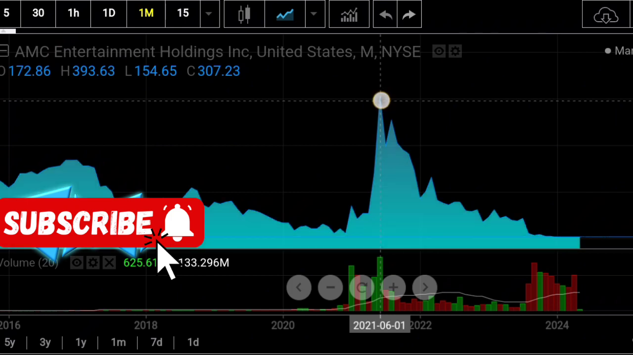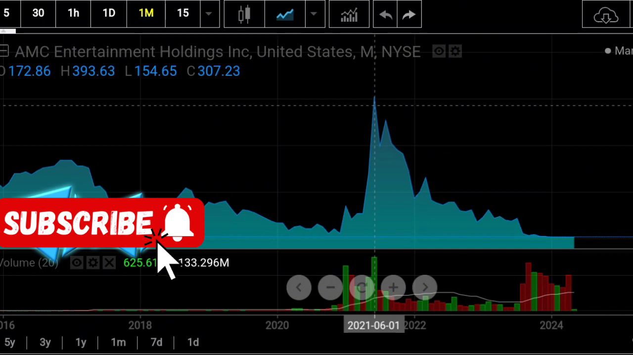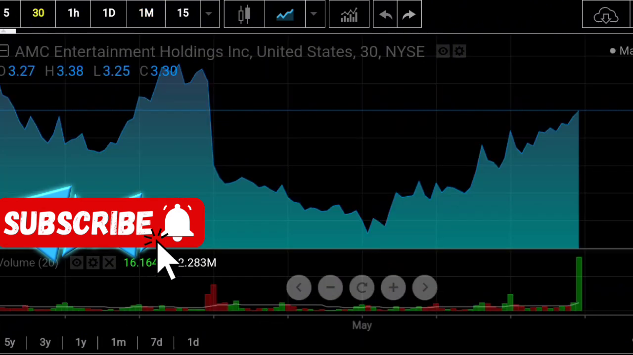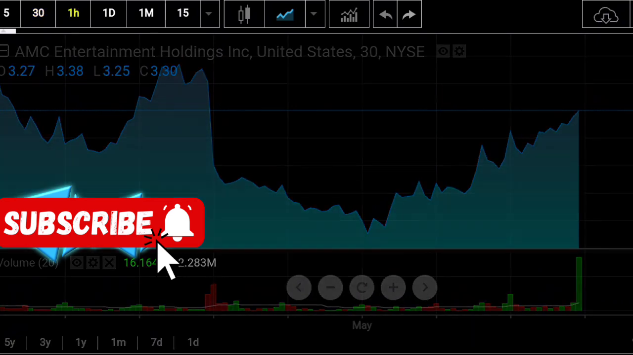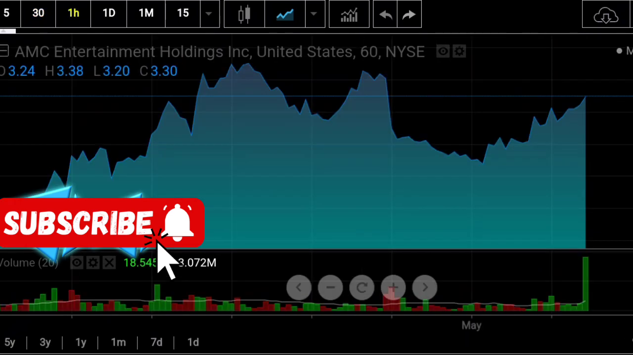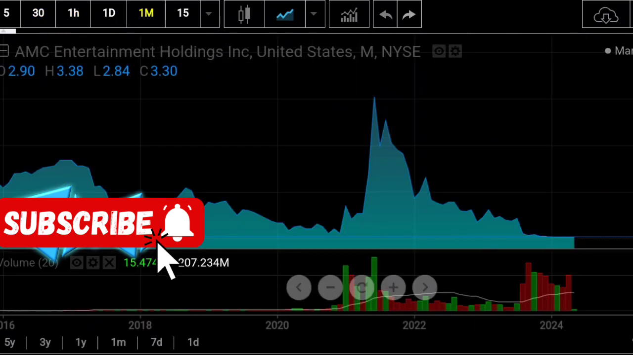But for me, looking at the 5-minute chart, the 30-minute chart, the 1-hour chart and the 1-day chart, it appears it's going to bounce back bullish on short squeezes. So you could make some more money if you're looking at making money on AMC stock. You need to grow your expertise on short squeezes, because that's where the gain is lying.